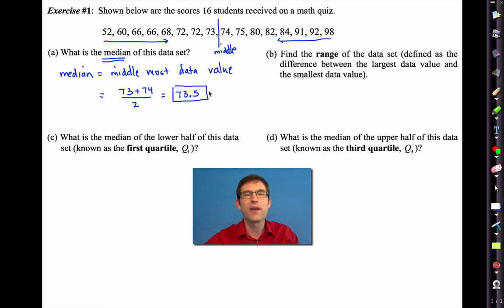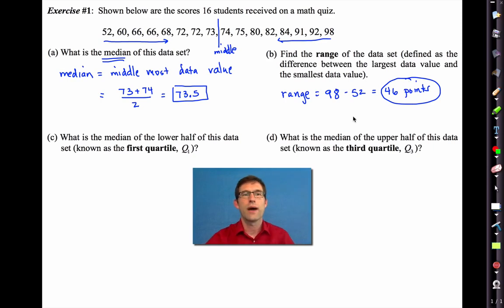It's like that line right down the center of the road, right? The median. Again, if we had had 15 data values, there would have been a value right in the middle. But with an even number, we always have to take the average of the two values in the middle. Now, letter B asks us to find the range of the data set, defined as the difference between the largest data value and the smallest data value. We've done that before, and it's fairly simple. The range here is going to be a 98 minus a 52, so the range is 46 points. That's a big range on a quiz, 46 points.